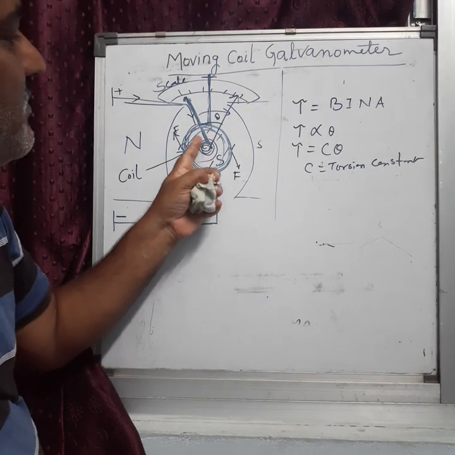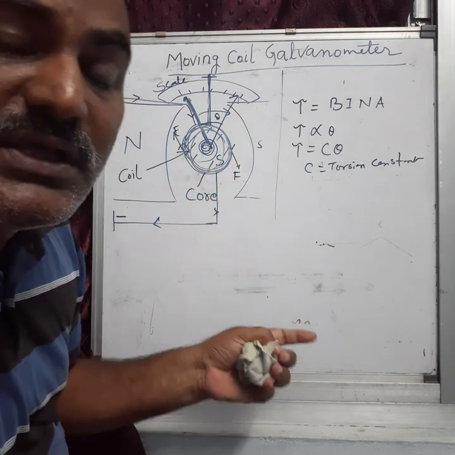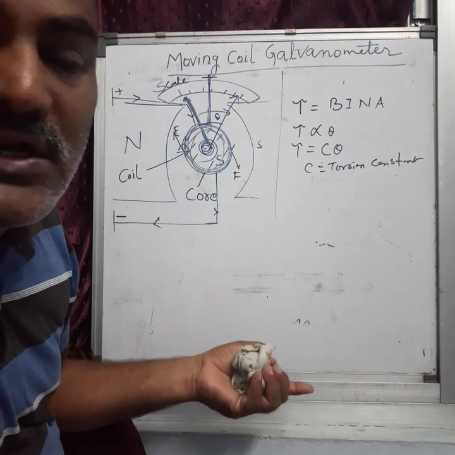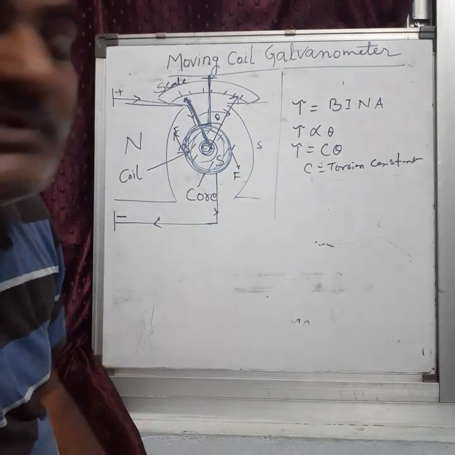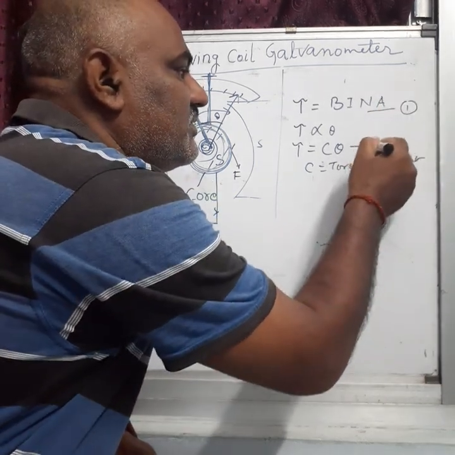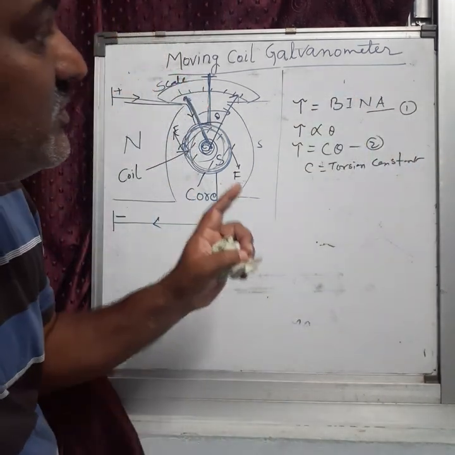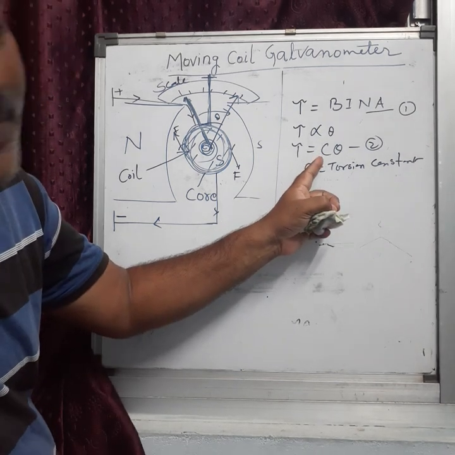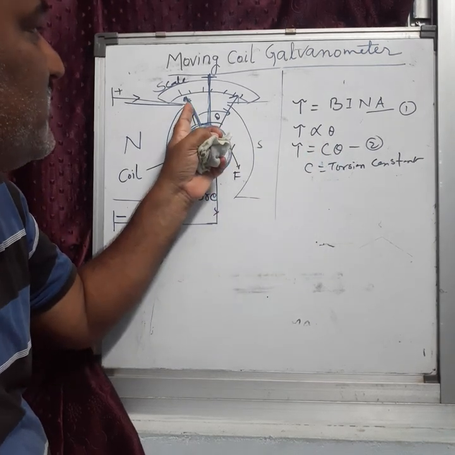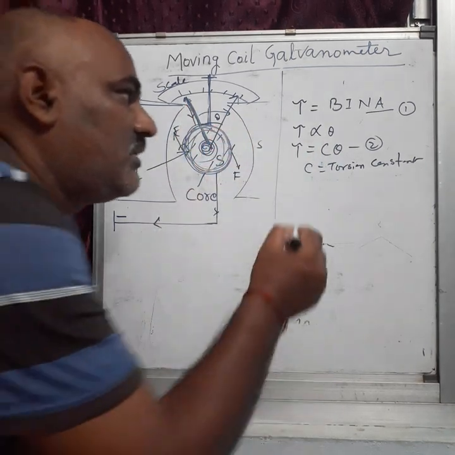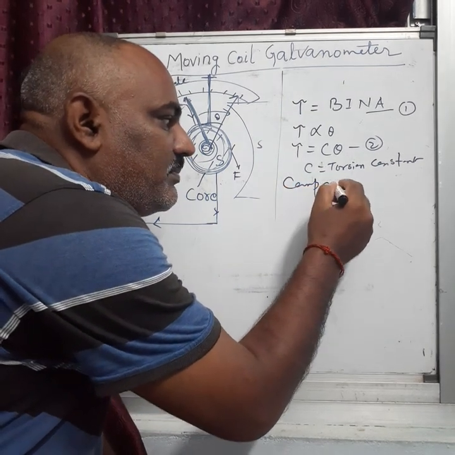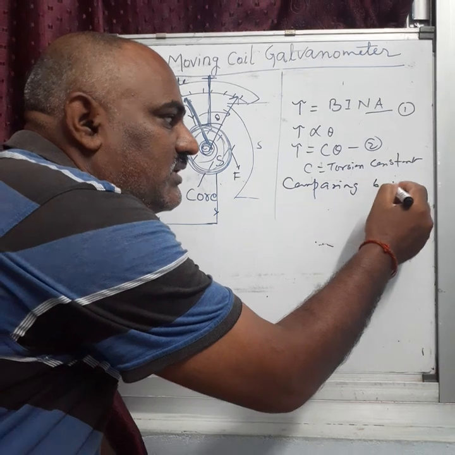The material of the spring will differ. If this is silver, steel, or any other alloy, then the value of C will be different. So now two equations are here, equation 1 and equation 2. Make sure it is very clear: C is a constant, the spring constant or torsion constant, and theta is the displacement of the indicator. Now comparing both, see carefully.